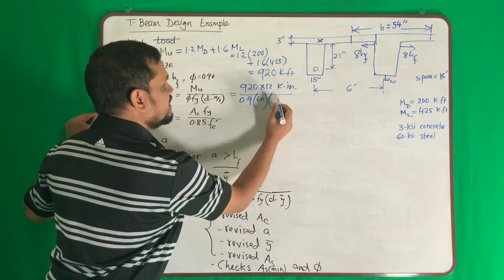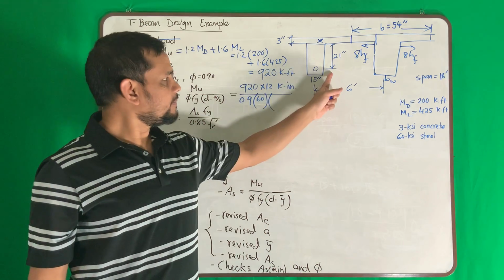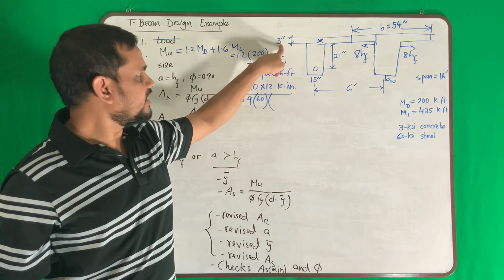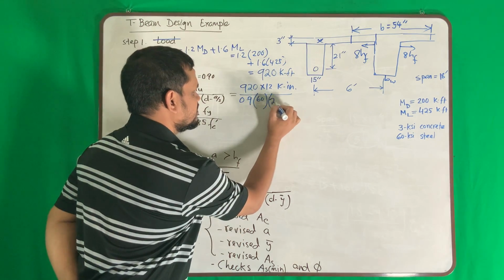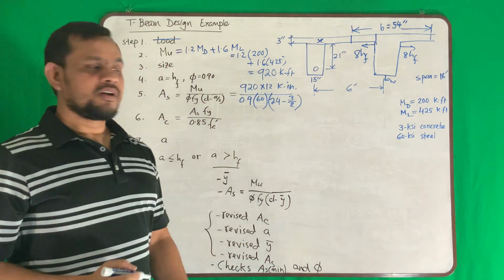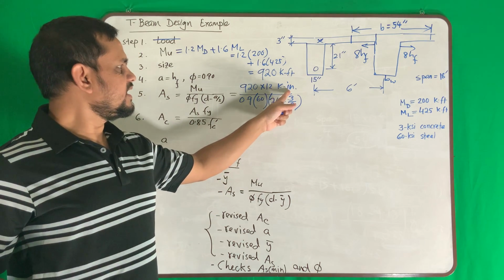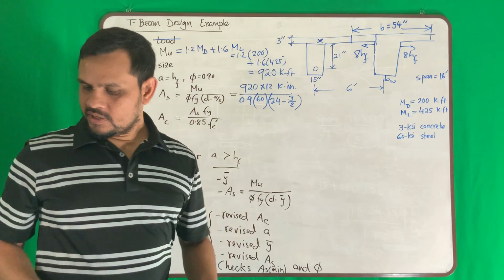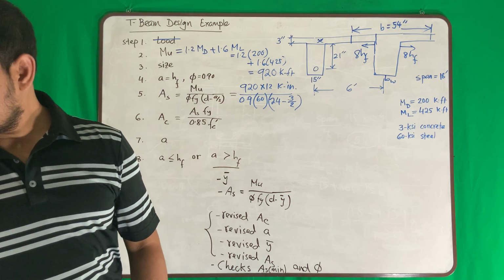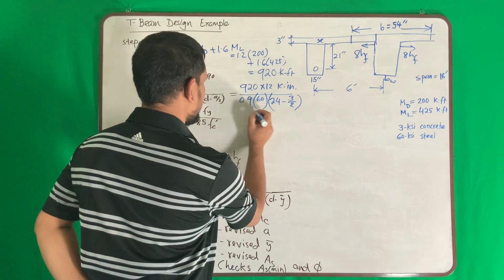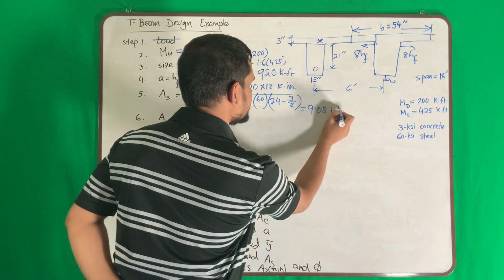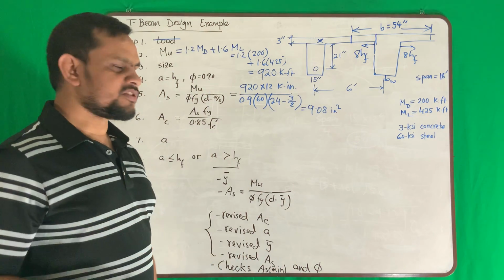D is given. Now what is D? D is from this point to this point. 21 is given, so another 3, so 24 actually. So D is 24, a is 3 by 2. Why did I multiply by 12? To keep it in inch, because my moment was in feet. So if I solve it, in fact I am taking the result from your book, it is 9.08 inch square. So this is my trial reinforcement.